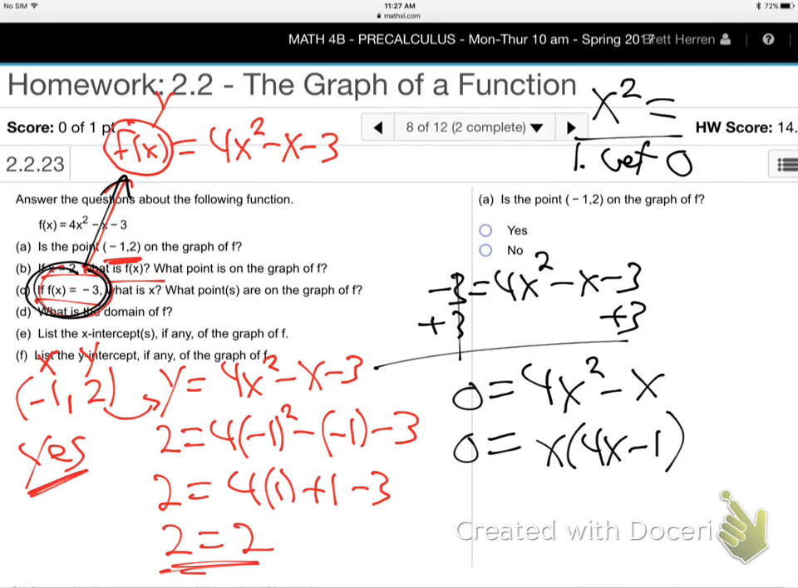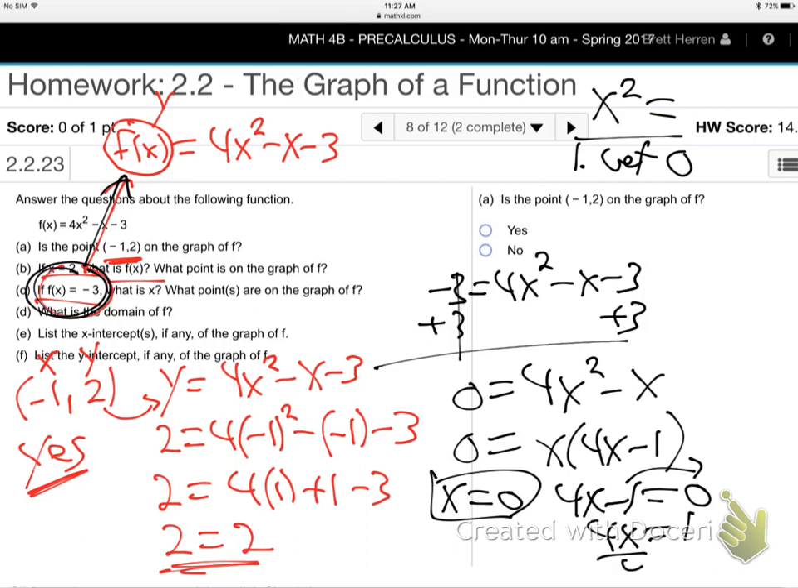And then you set each part equal to 0. So x equals 0 by itself, or 4x minus 1 equals 0, right? Because if 2 things multiplied together are 0, either one could be 0 to make the product 0. So this one's done. This one, jump the 1 over. 4x is 1. Divide by the 4. 1/4. So our answers are 0 and 1/4 for the x values. Is that good? Questions on that?